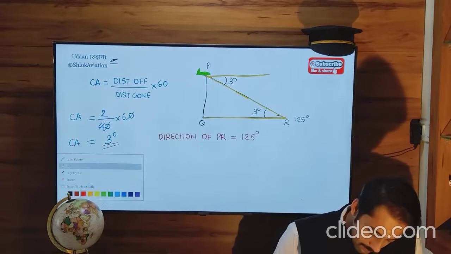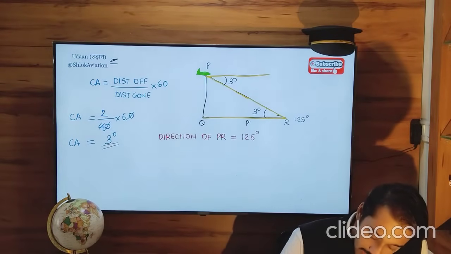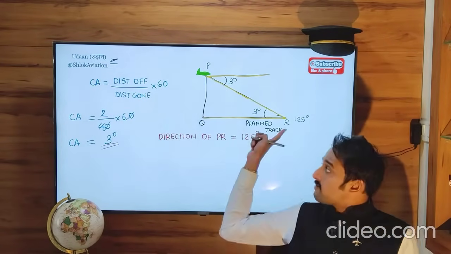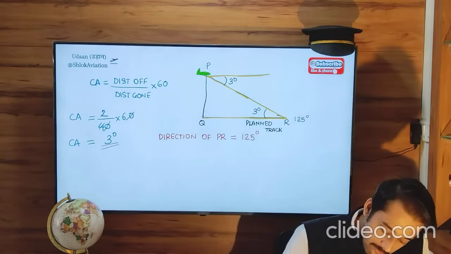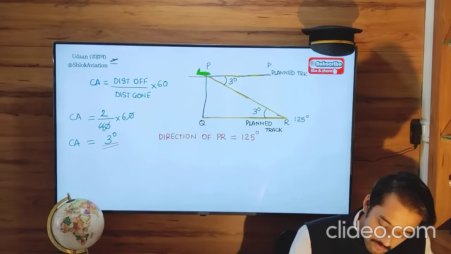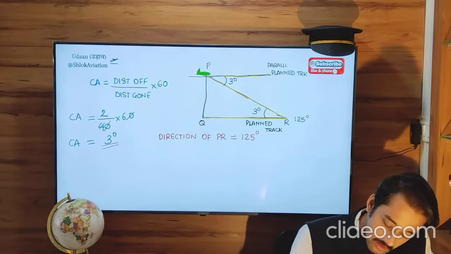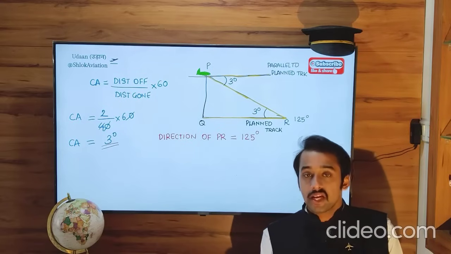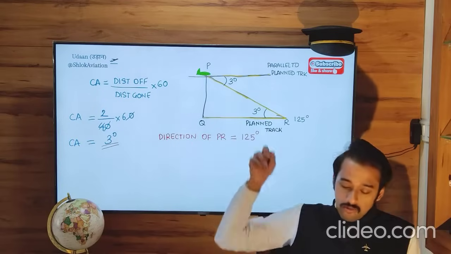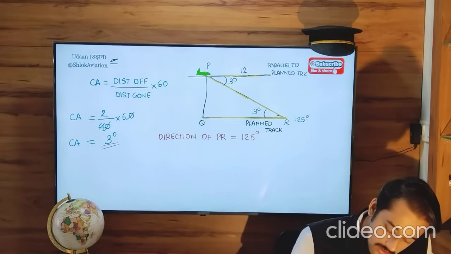Now I know my planned track, this is my planned track QR, and the track is 125 degrees. So I have drawn this line parallel to it. Since it is parallel to the planned track, its direction will also be the same. So if this is 125, that direction will also be 125 degrees.